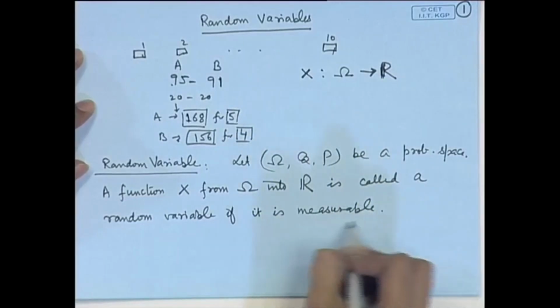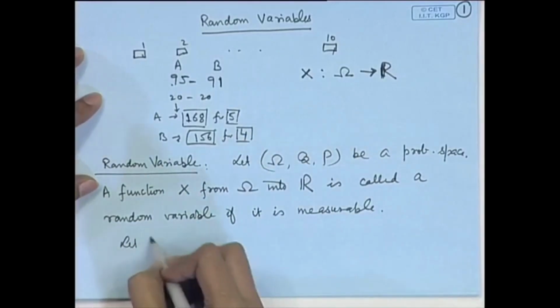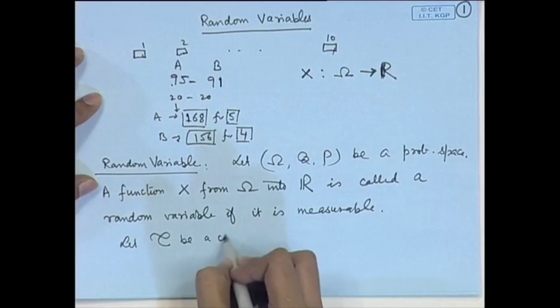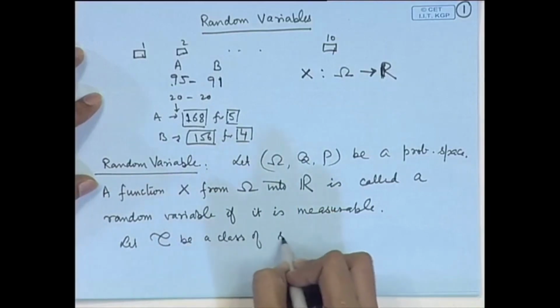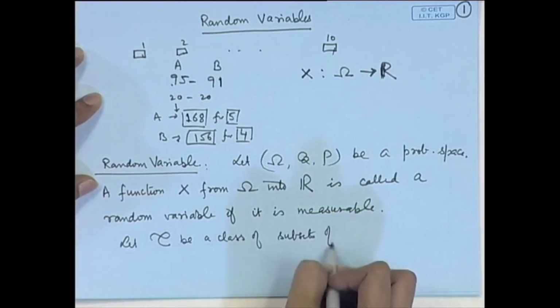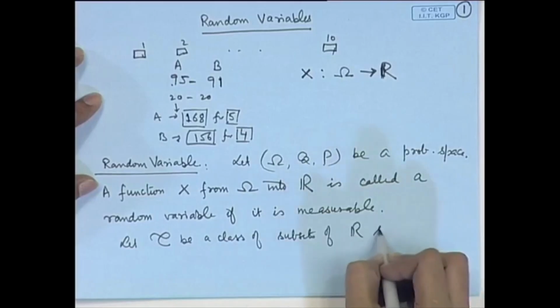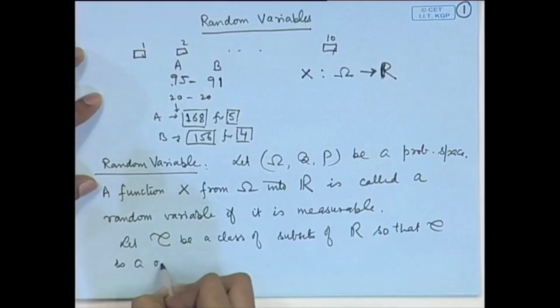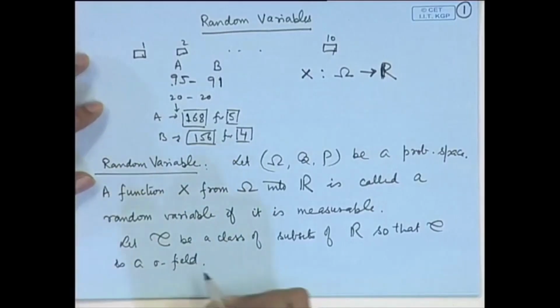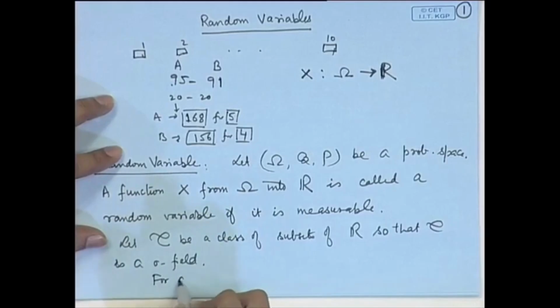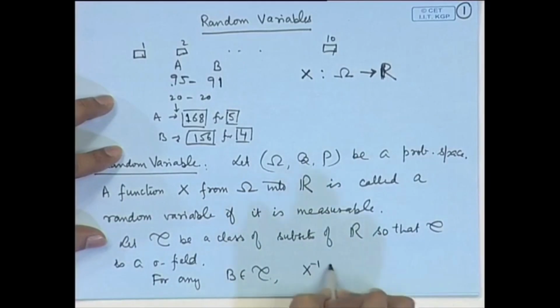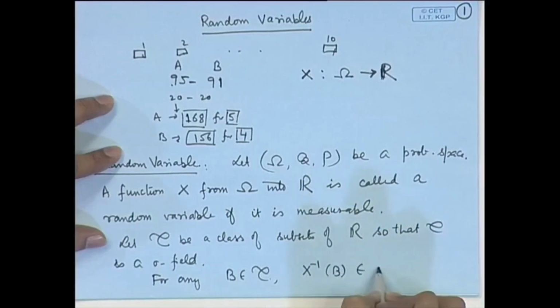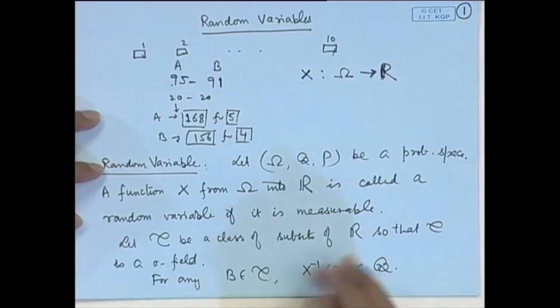So, to explain the condition of measurability, let C be a class of subsets of R so that C is a sigma field. Then, for any B belonging to C, X inverse B must belong to script B. This is the condition for measurability.